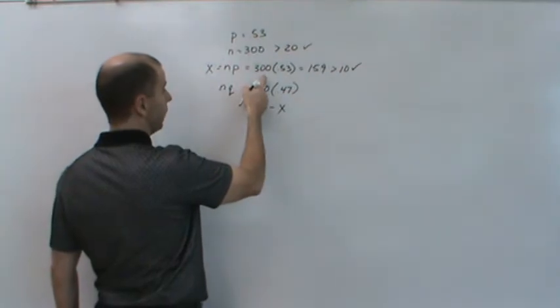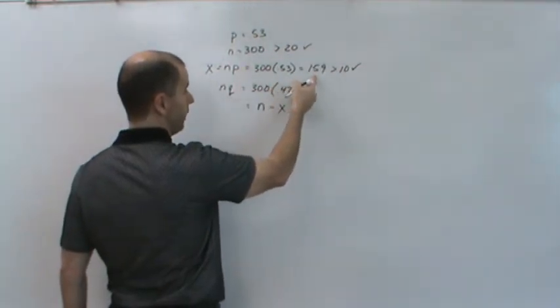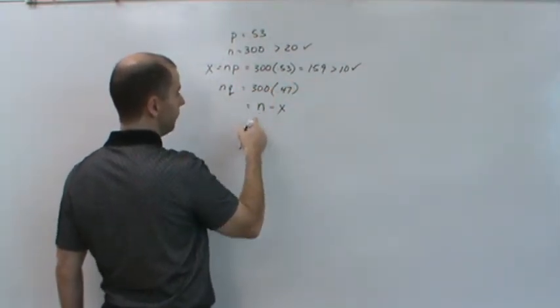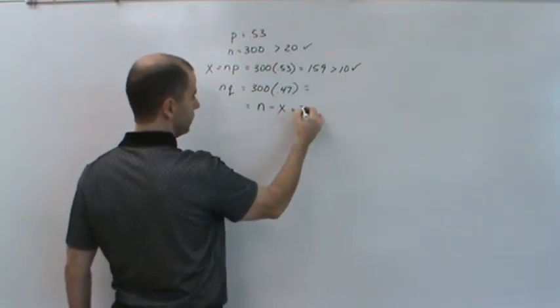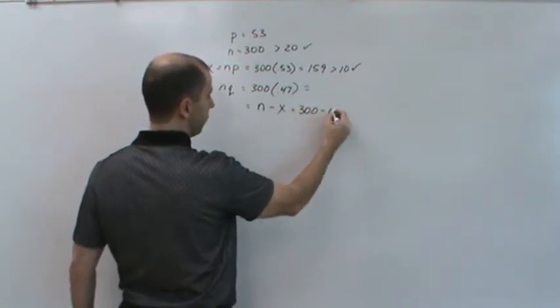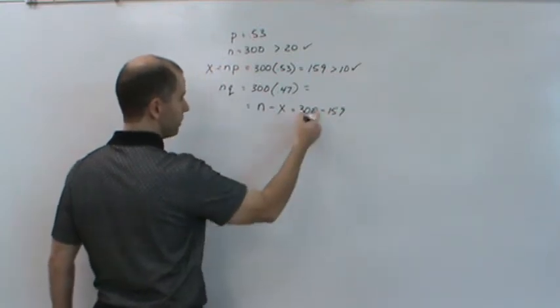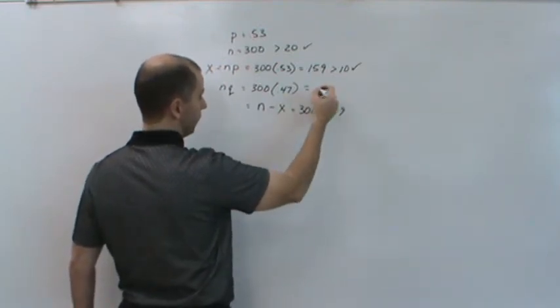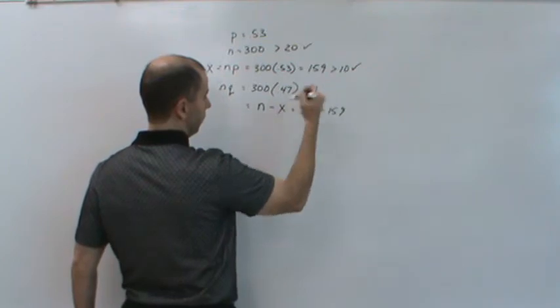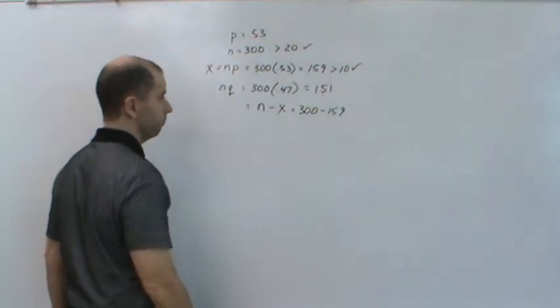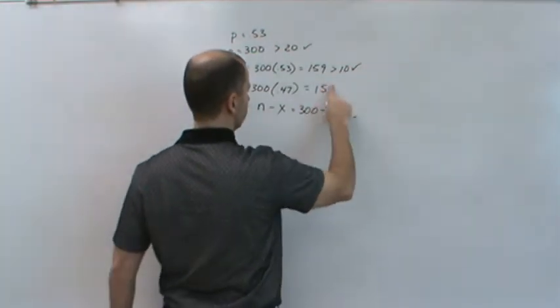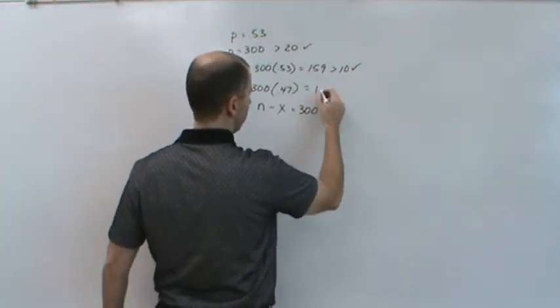So out of the 300, how many people were in favor? 159. Well, how many people are not going to be in favor? Well, it's the same as N minus X. So 300 minus 159, and of course this is going to equal what? It's going to be 141.